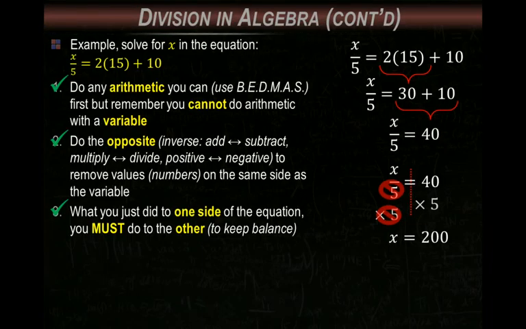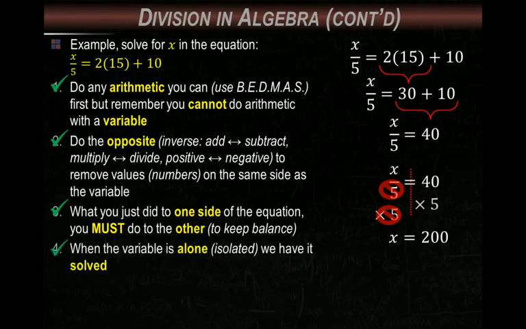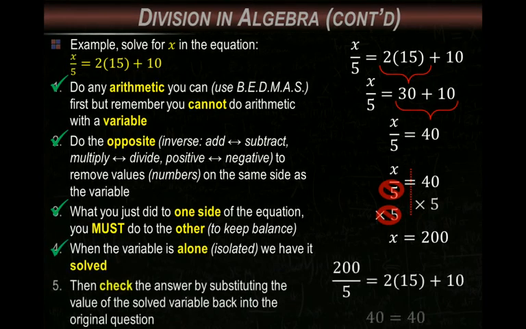And I'm done. Okay? The variable's alone. I have an answer, and I can check it. So I can punch that into a calculator, 200 divided by 5, and I get 40, which was exactly what we got on the other side, 40, and it checks out. All right, let's wrap up today.